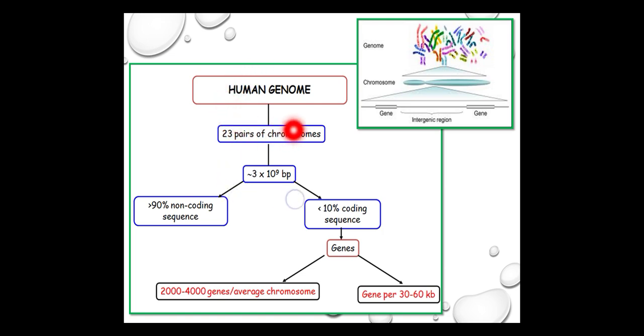Your human genome have 23 base of chromosomes. So ang human genome natin, we have 3 times 10 to the raised to the 9, may 90% non-coding sequence kita and 10% coding sequence lang ang nagagana. So your genes has 2,000 to 4,000 genes average chromosomes, and your gene per kilobyte, we have your 3 to 60 kilobyte lang tana.